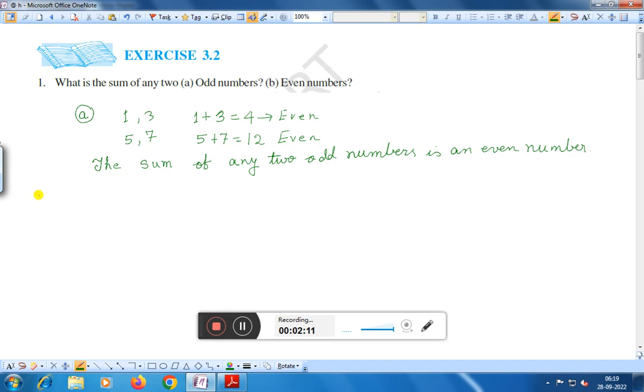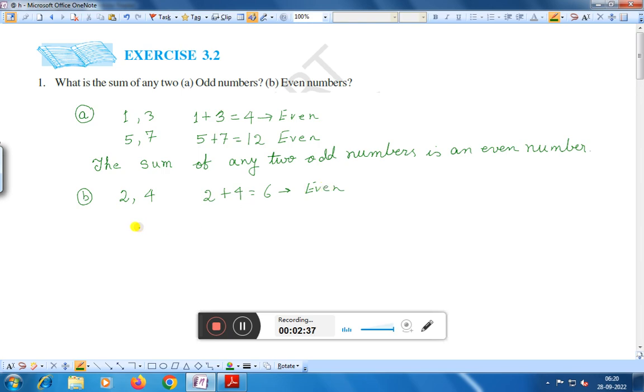Right? Now question number B. What is the sum of any two even numbers? Let us take an example. Suppose 2 and 4. If we add 2 plus 4, we are getting 6, which is an even number.